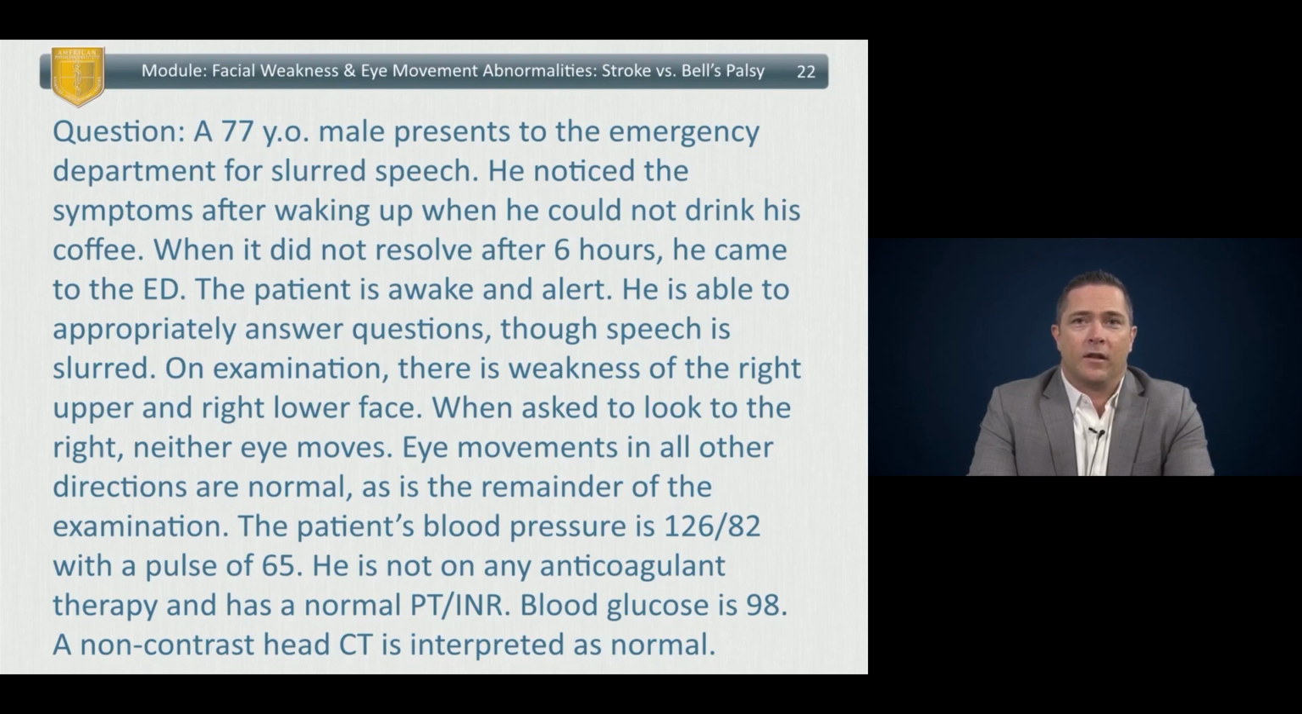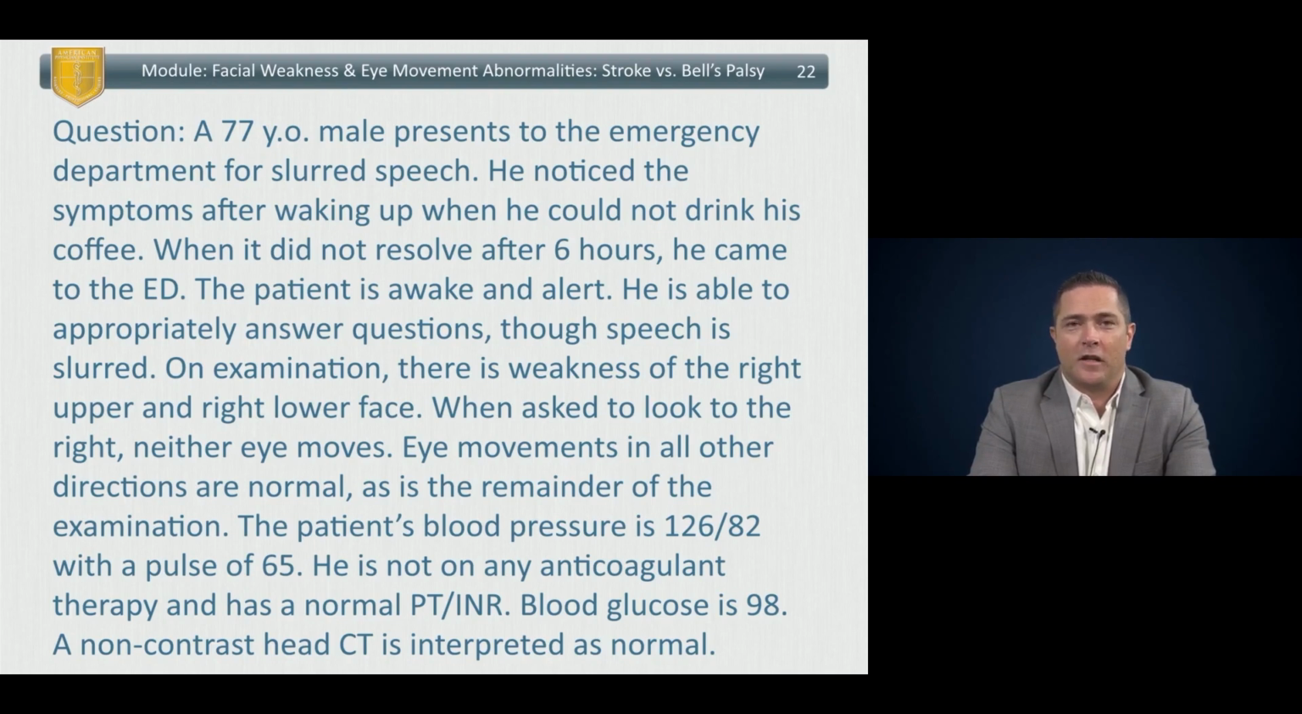On examination, there is weakness of the right upper and lower face. When asked to look to the right, neither eye moves. Eye movements in all the other directions are normal, as is the remainder of the examination. Patient's blood pressure is 126/82, pulse of 65. He is not on anticoagulant therapy. He has a normal PT-INR. Blood glucose is 98. A non-contrast head CT is interpreted as normal.